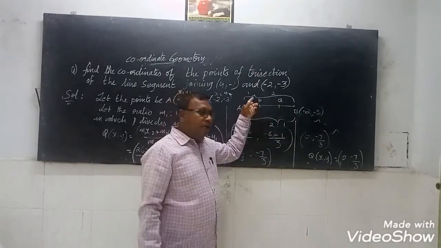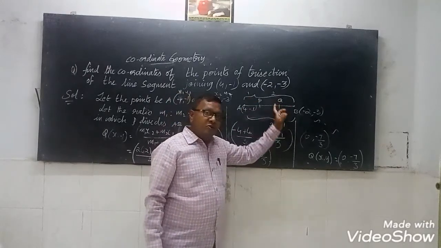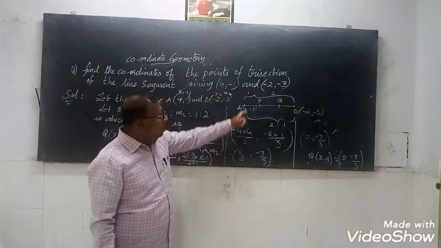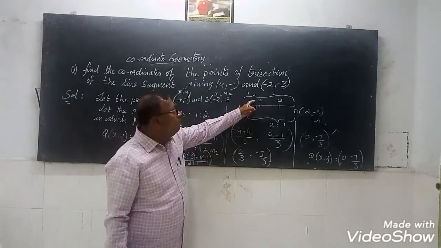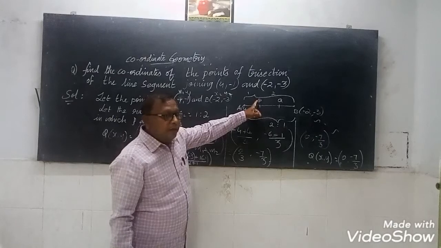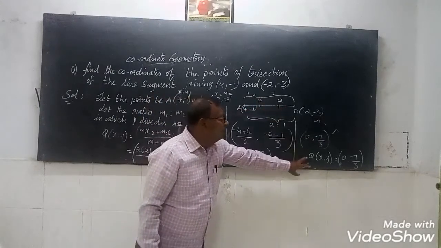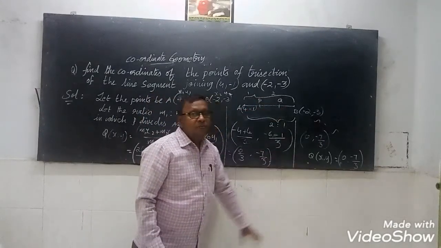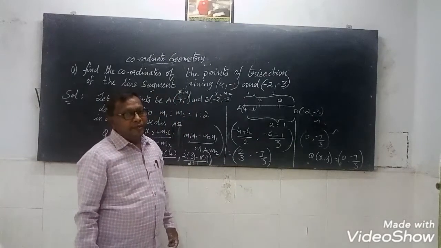Here P is a point of trisection and Q is also a point of trisection. Earlier we found the coordinates of P. Now this time we have found the coordinates of Q. Both are the points of trisection.